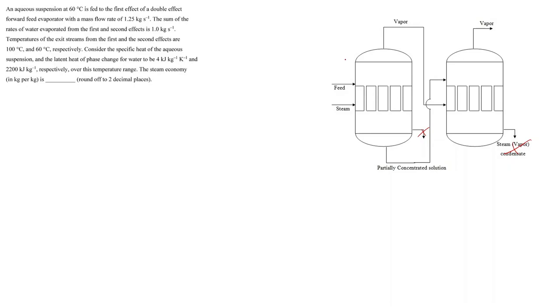Now from the given question, the aqueous suspension is fed at 60 degrees Celsius. So the temperature of the feed is 60 degrees Celsius with the mass flow rate of 1.25 kg per second. Let's write m dot f as 1.25 kg per second. The sum of water evaporated from the first and second effect is 1 kg per second. The temperatures of the exit streams from the first and second effects are 100 degrees Celsius and 60 degrees Celsius.